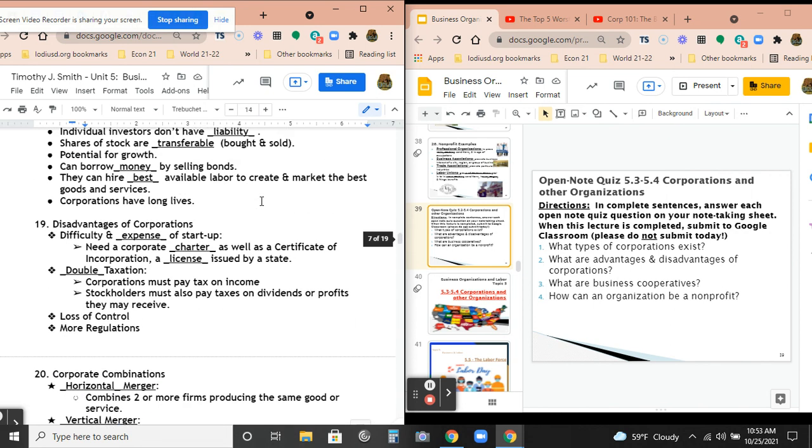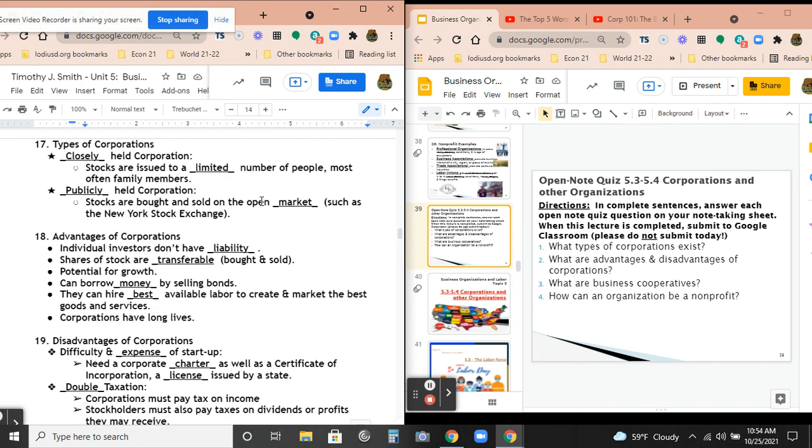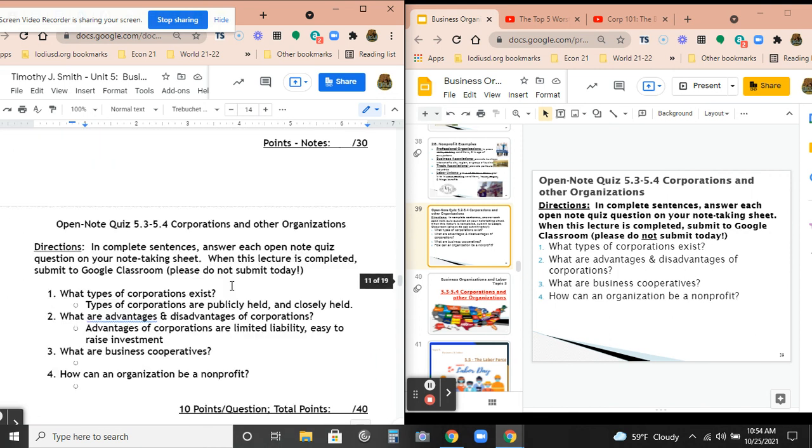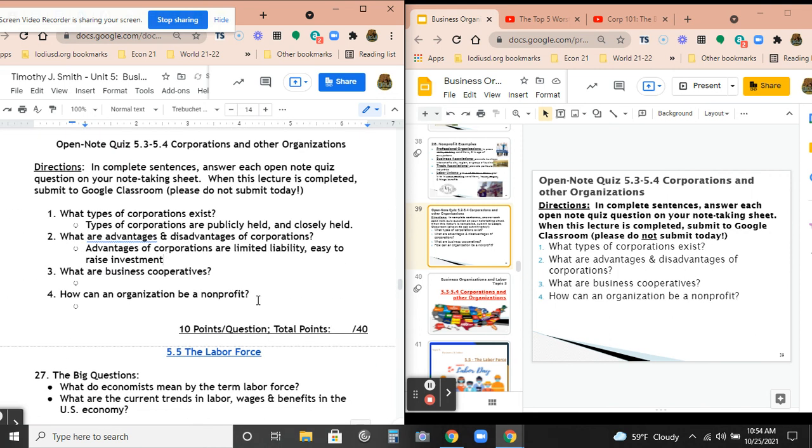Let's look at the advantages and the disadvantages. Advantages: limited liability, raise money, attract employees, trade stock.